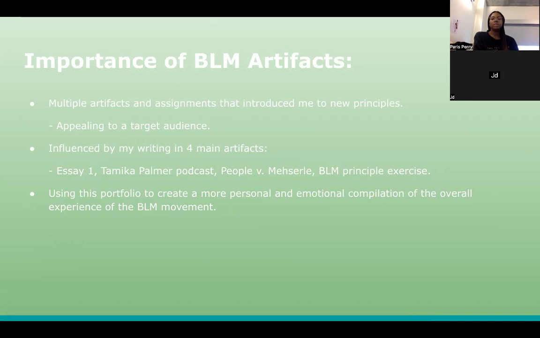When I was using these specific assignments for my open court case portfolio, it really allowed me to provide a more personal and emotional compilation of what I needed in my open case portfolio. And now I could move this on and allow it to give me more intricate detail on what the BLM movement is and how I can make a statement through this portfolio.